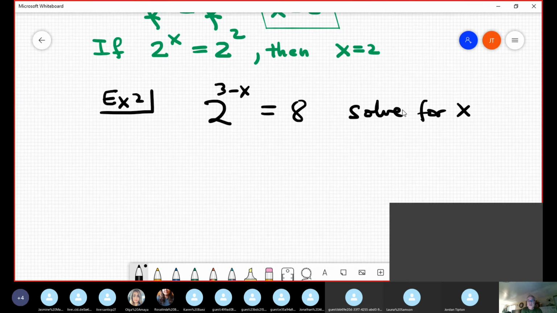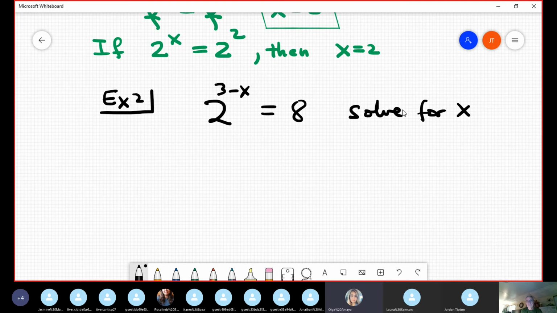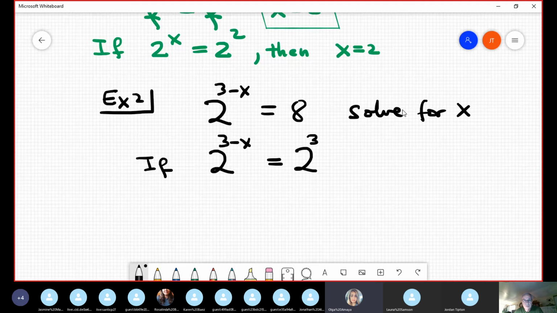Yeah, how, Olga? Help me. To manipulate it, you said to make the base so that the exponent is 2. If it's 3 minus x, if x was 1, we make the exponent 2. What is your answer? So I would say the value of x is 1.